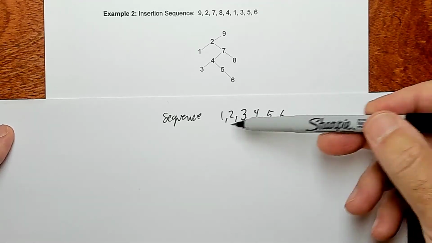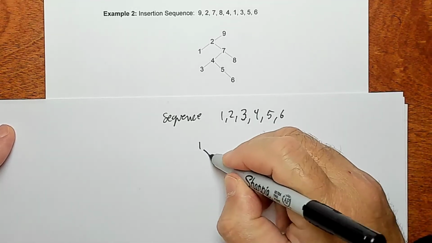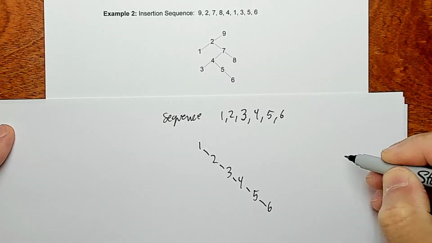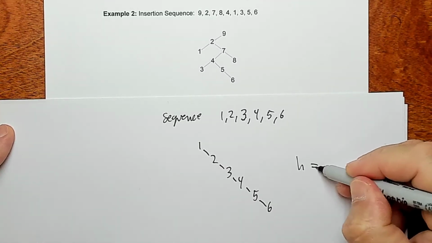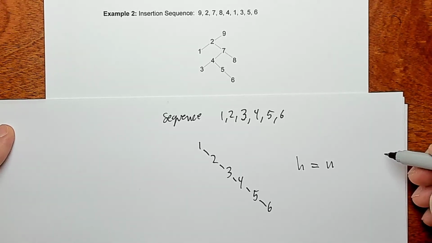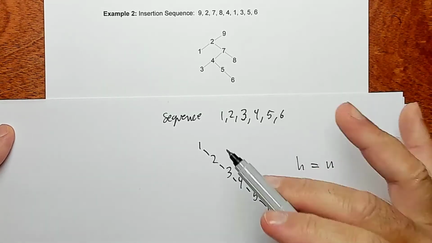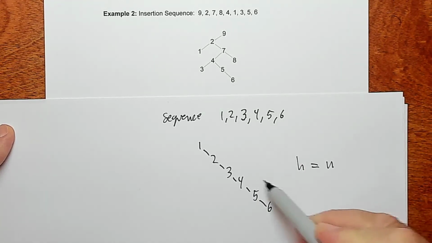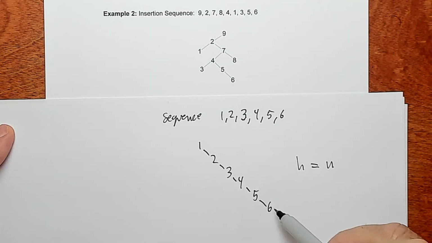But if they walked in the door that way, then the resulting tree would look like this. So the height is equal to n. So we're losing the log n advantage of a binary tree here.